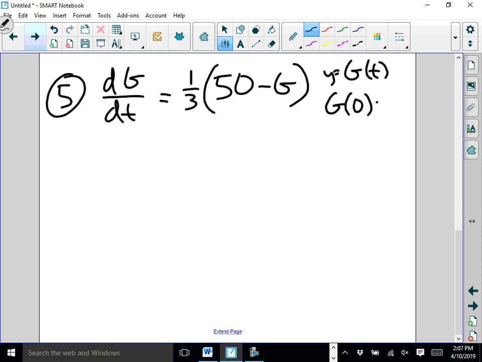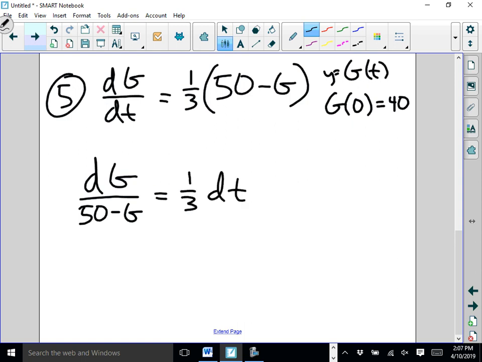Once again, we got to get g's with g's, t's with t's. The one thing you might notice here, you guys have been doing a good job of dealing with this when you see it, is there's no t on the right side of the equation. That's okay. Just keep the 1/3 over there for our integral, and we'll divide over the 50 minus g. So we end up with dg over 50 minus g equals 1/3 dt.